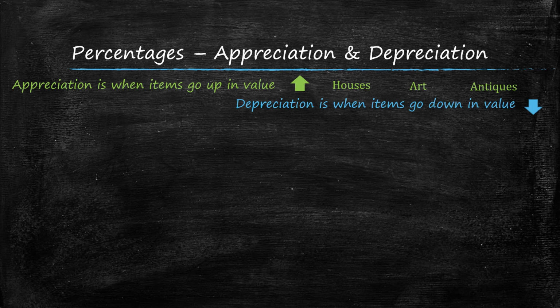Now the opposite of appreciation is depreciation, and this is when items go down in value. And items that normally depreciate, for example, are normal cars, not antique cars, and computers. Computers normally depreciate in value quite quickly.